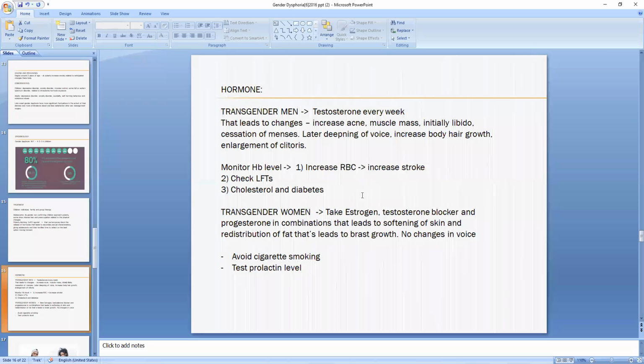In transgender women, treatment is estrogen, testosterone blocker, and progesterone in combination, which leads to softening of the skin and redistribution of fat that leads to breast growth. No changes in voice occur with this. Avoid cigarette smoking, and a prolactin level test may be done.